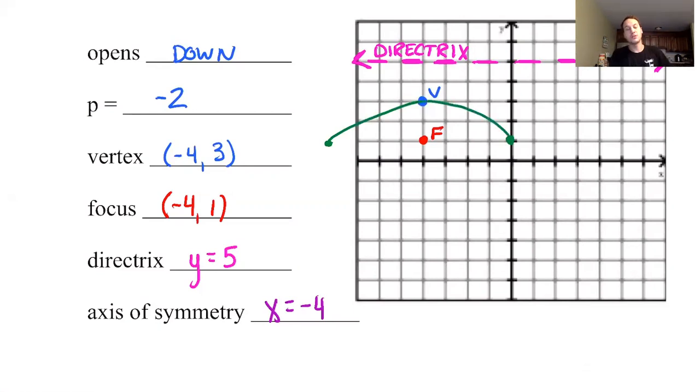So if you have everything, you should have down a p-value of -2, a vertex of -4, 3. 2 units below that is your focus at -4, 1. 2 units above your vertex is your directrix at y equals 5. And your axis of symmetry, you already had the x value. It's x equals -4. You go 2p units to the left of your focus, 2p units to the right of your focus, and you connect your parabola.